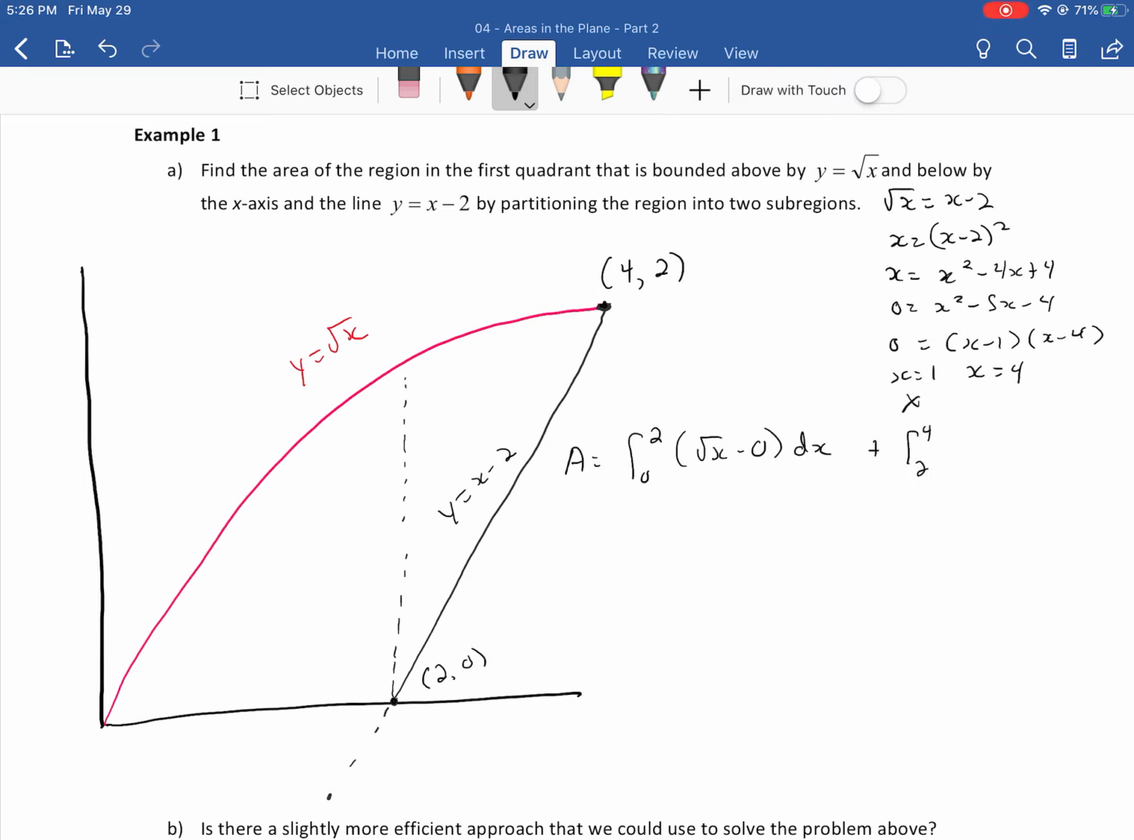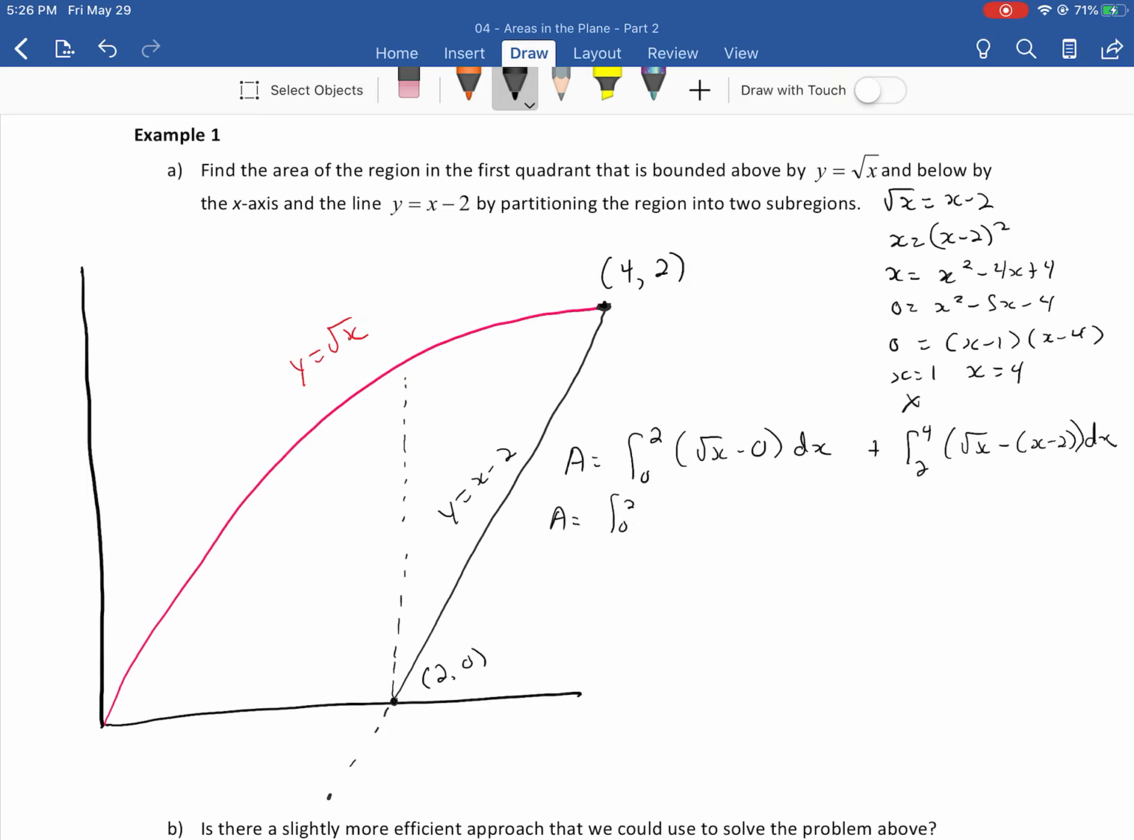And then the second part is from x value 2 to 4, and in that section, I'm actually going root x minus the x minus 2 function. So you see the lower function changes during this area calculation, or during this integral, and that really makes it so you have to divide this into two sections.